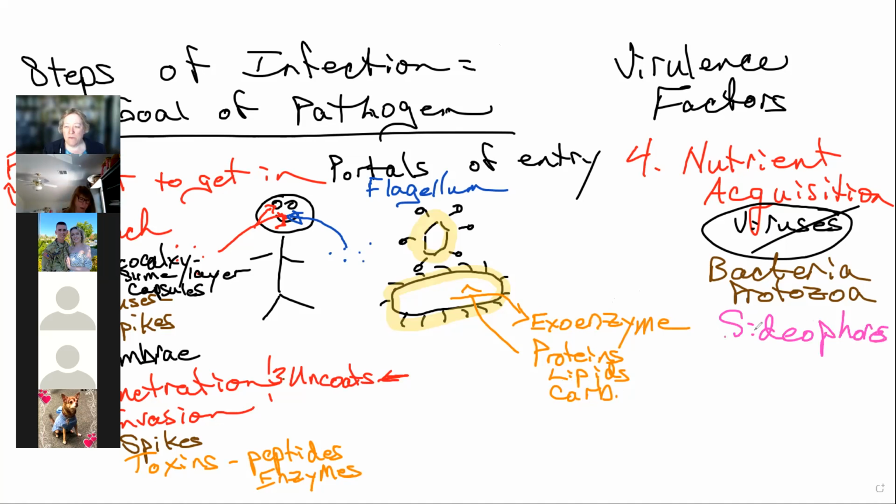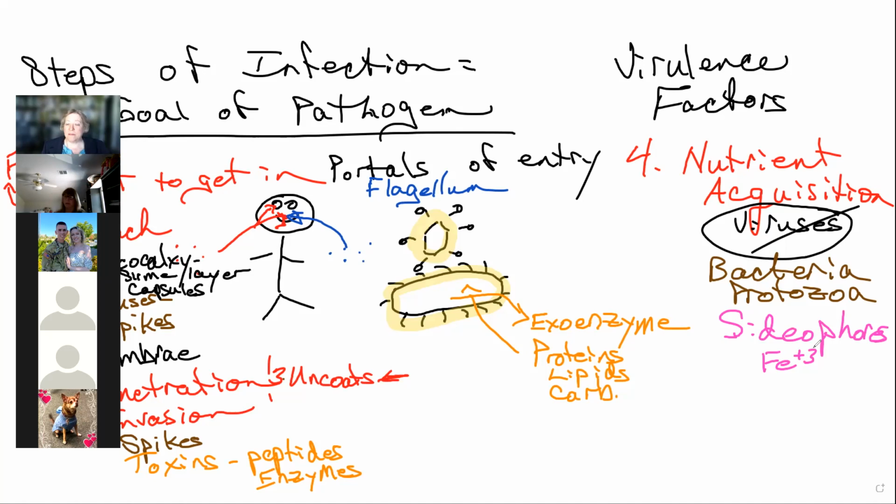Siderophores are all about getting iron. We need iron in our hemoglobin to carry oxygen. We need iron for some of our enzymes. It's a cofactor in some enzymes. The enzyme isn't going to work unless we have a little bit of iron.